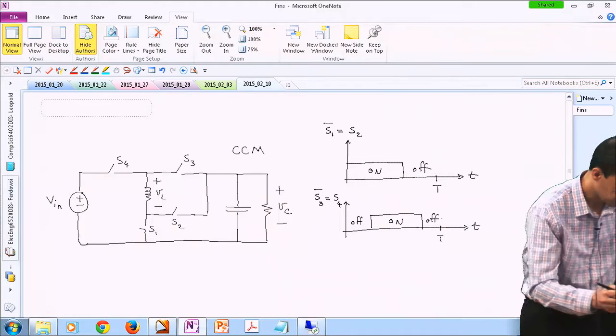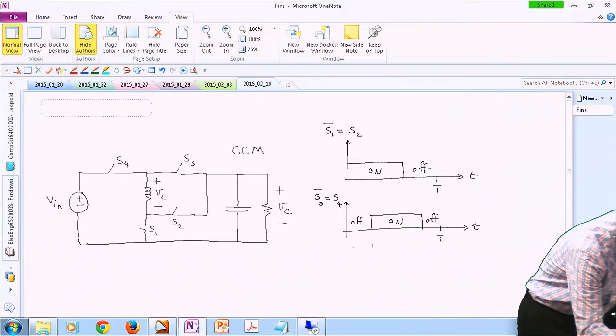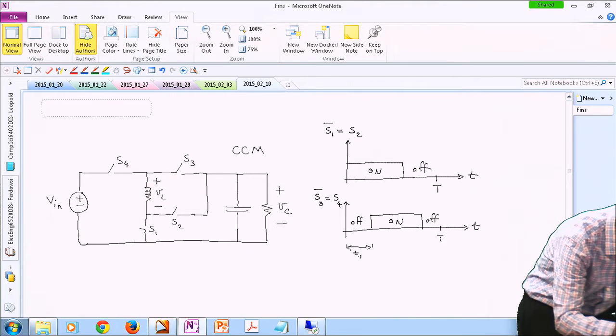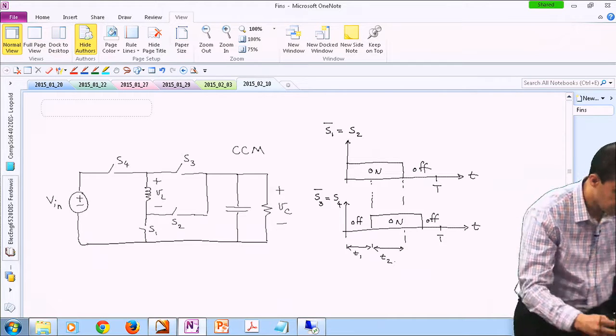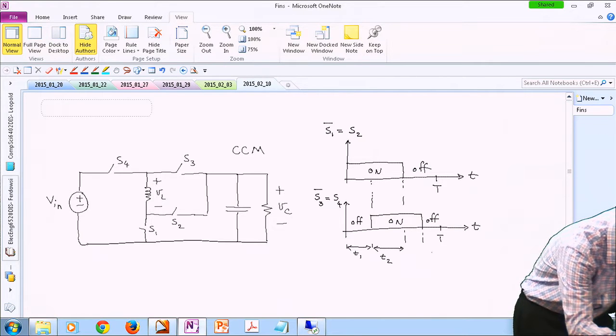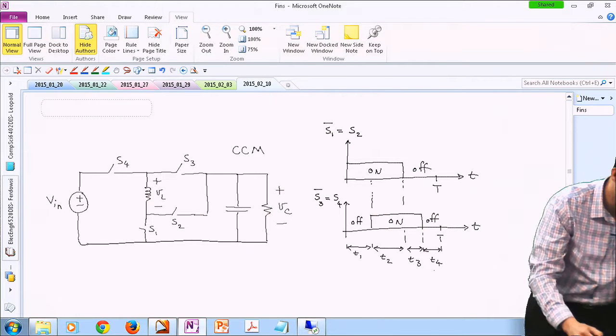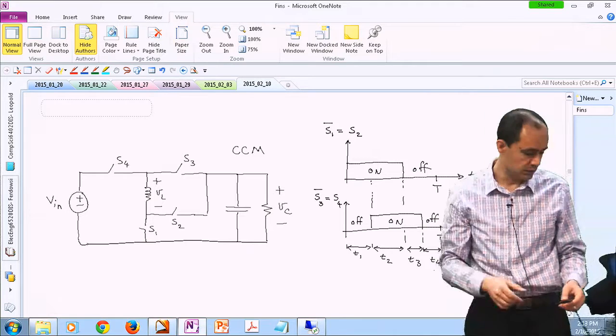First, you can see that the top switch is on and the bottom switch is off. Let's call it T1. Then we have both of the switches on. Let's call that time period T2. Then the top switch is off and the bottom switch is on. Let's label this T3. And then finally they are both off. All right, so we have these 4 identifiable modes.